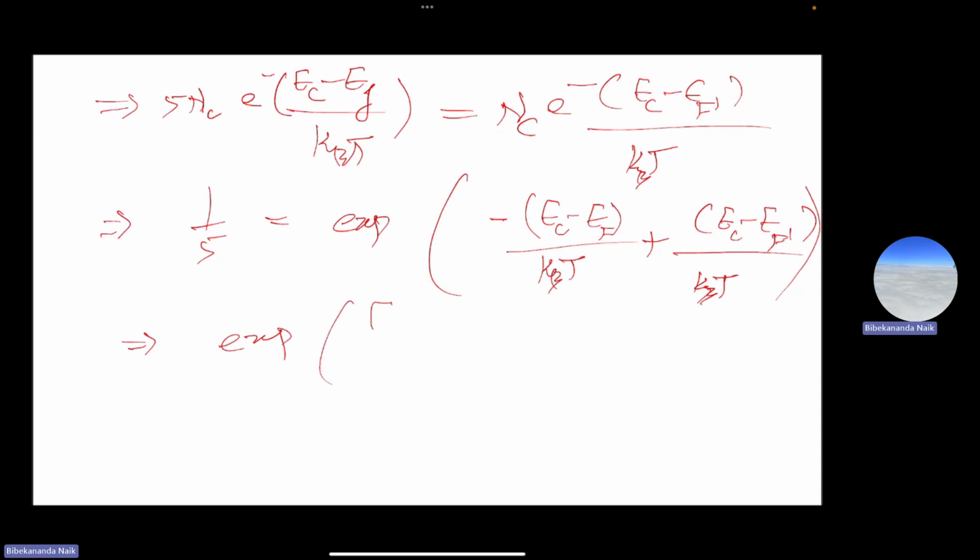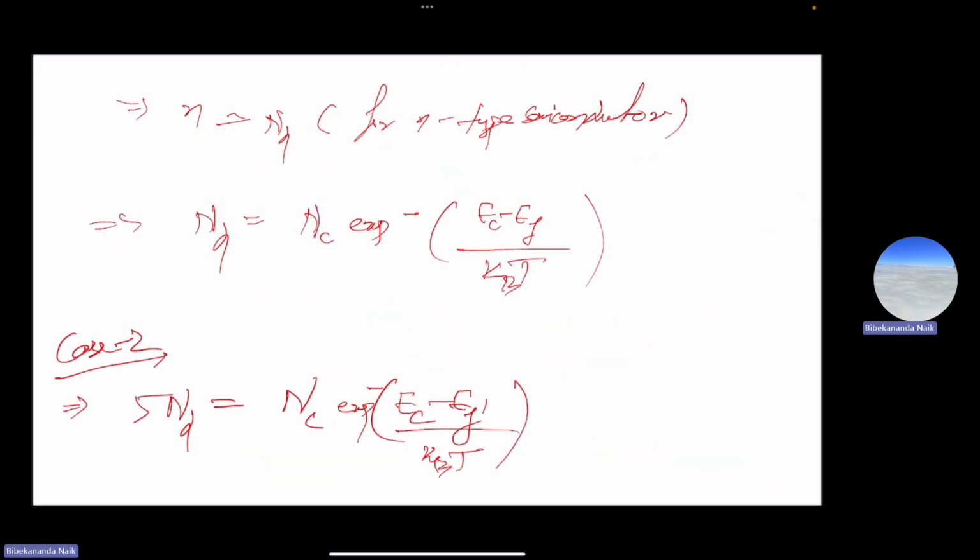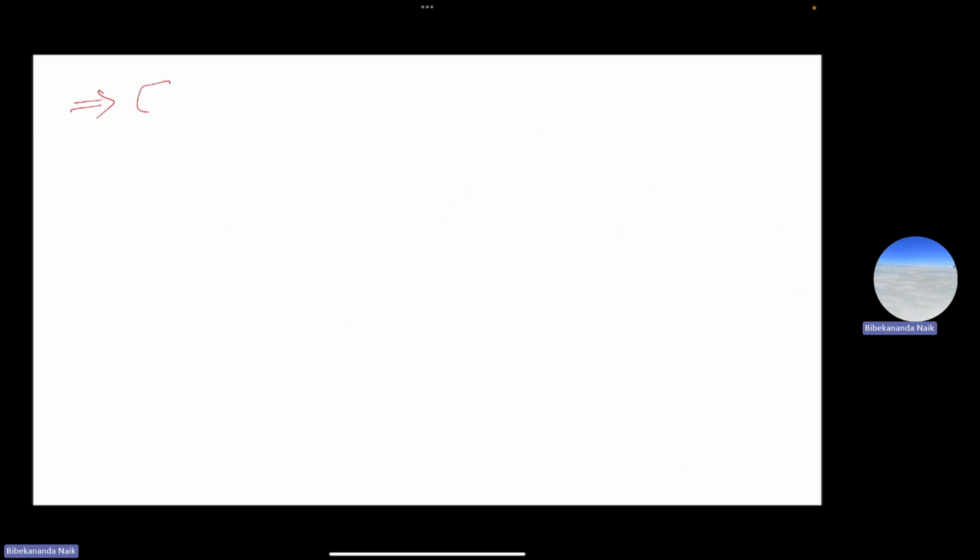So exponential of (Ef minus Ef prime) by kBT will be equal to 1 by 5. Taking ln, Ef minus Ef prime will be minus ln 5 into kBT. Since all the answers are given in terms of the conduction band, we will again convert it to Ec minus Ef prime. So Ec minus Ef prime is equal to Ec minus Ef minus kBT ln 5.